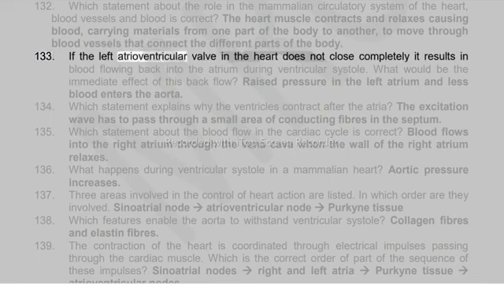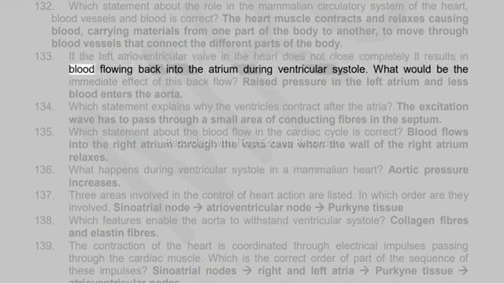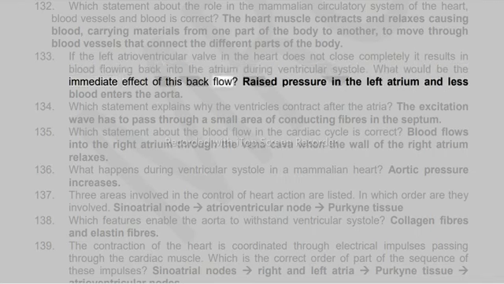133. If the left atrioventricular valve in the heart does not close completely, it results in blood flowing back into the atrium during ventricular systole. What would be the immediate effect of this backflow?